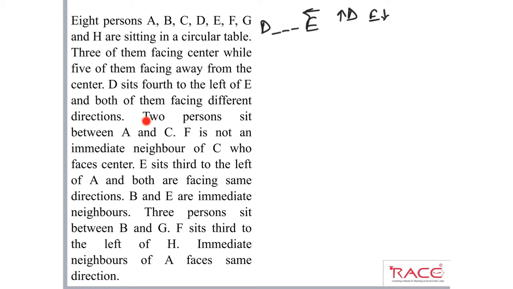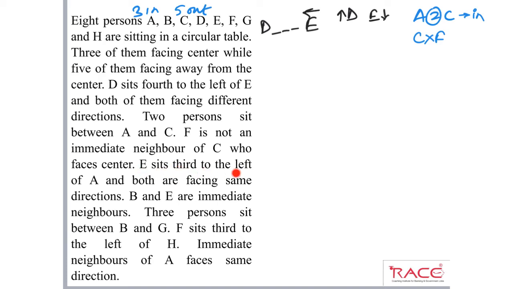Next, 2 persons sit between A and C. So between A and C, I should draw it with a different color so it will be easy for us. So A and C, I have 2 persons. F is not an immediate neighbor of C, who faces center. So what they are saying is that C and F are not neighbors and C is facing inside, toward the center. 3 persons are facing in and 5 persons facing out. This is important.